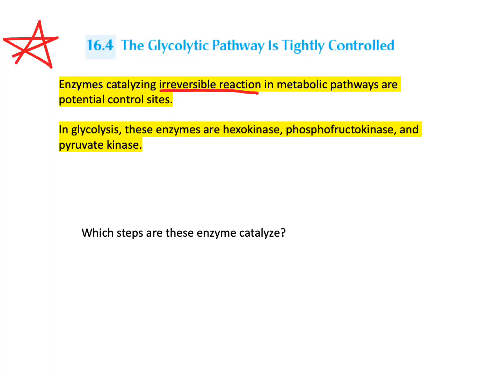The glycolytic pathway is tightly controlled. That's no surprise. Enzymes catalyzing irreversible reactions in metabolic pathways are potential control sites. In glycolysis, these enzymes are hexokinase, phosphofructokinase, and pyruvate kinase. Think about which steps these enzymes catalyze.